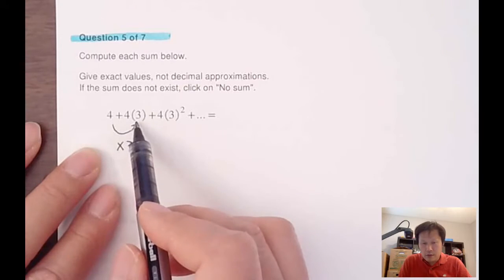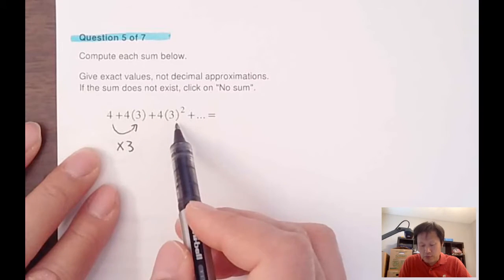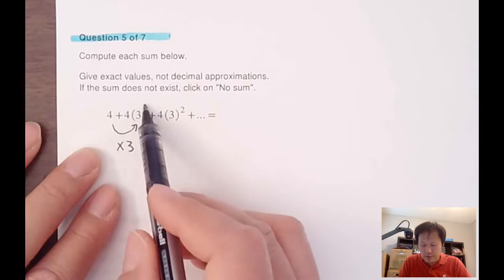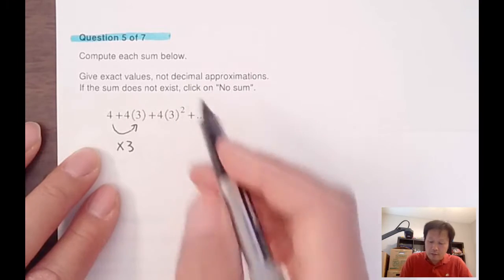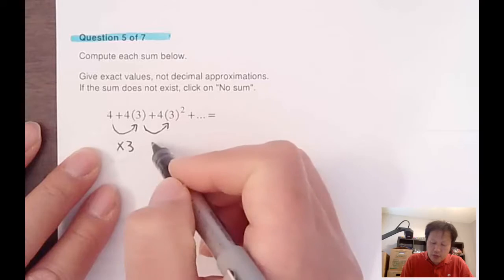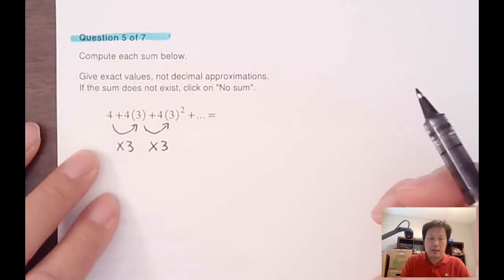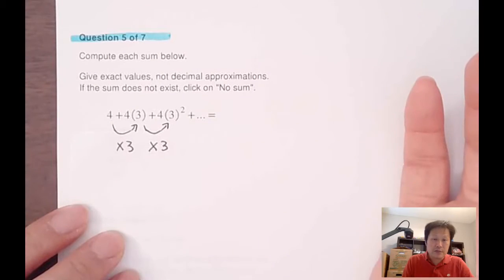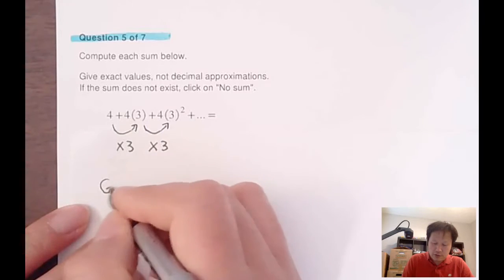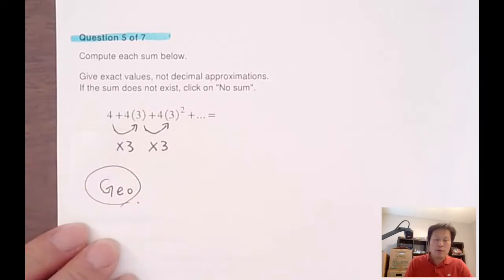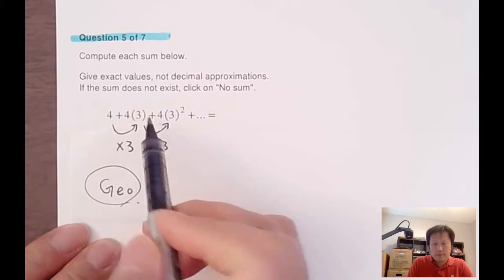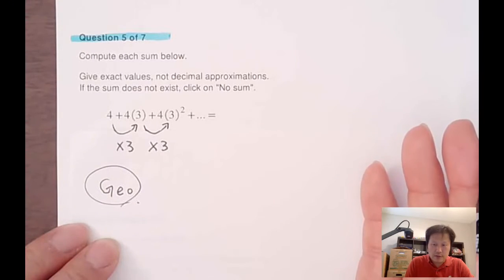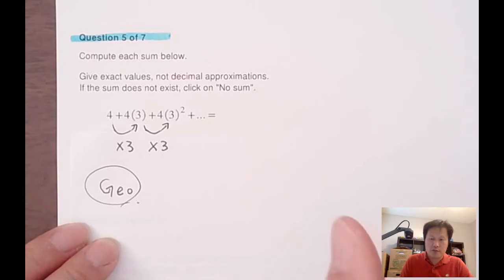From the second term to the third term, look at the power of 3. 3 has a first power, then 3 has a second power, which means we multiply by 3 one more time. So from second to third, what happened? They multiply by 3 again. What kind of sequence is that? Geometric sequence. We are adding them, so it's a geometric series. Summation of a geometric sequence means geometric series.